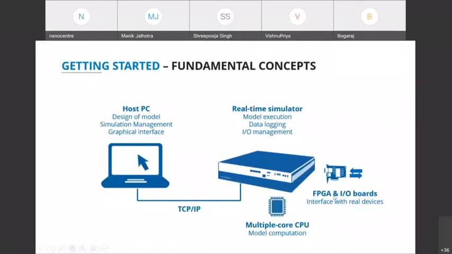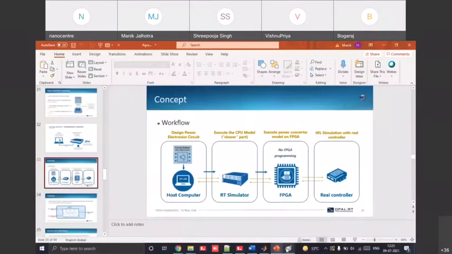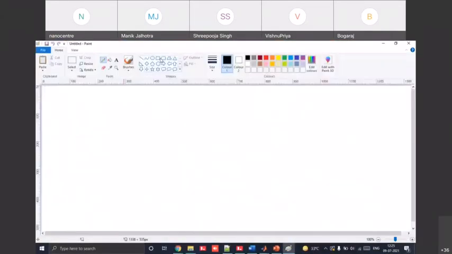And within the simulator, we have the CPU processor, which is multiple core. So what exactly is the benefit when we are going with the multiple core CPU? What it means is, like I initially told you, we have our MATLAB over here and then we have our simulator over here.